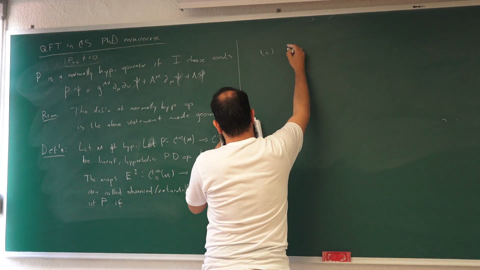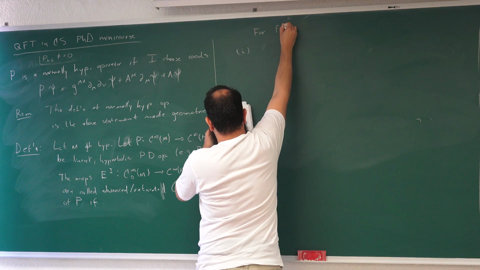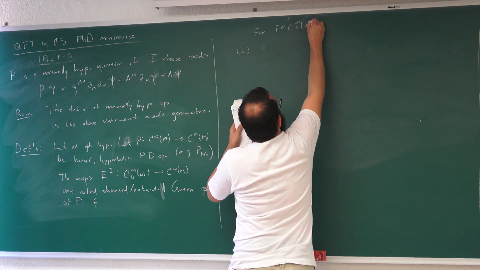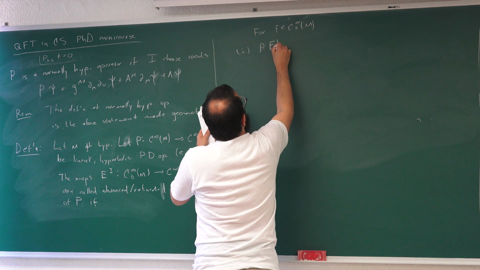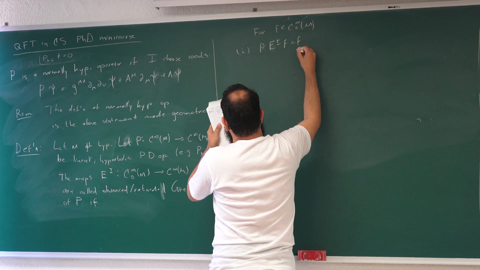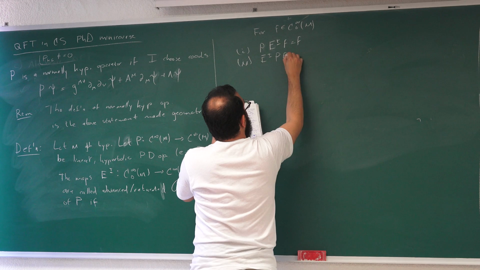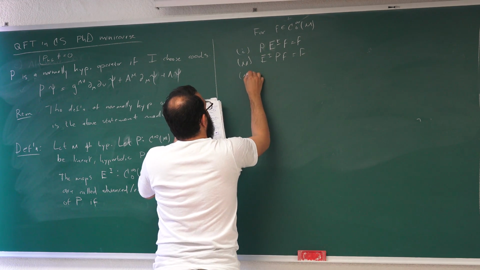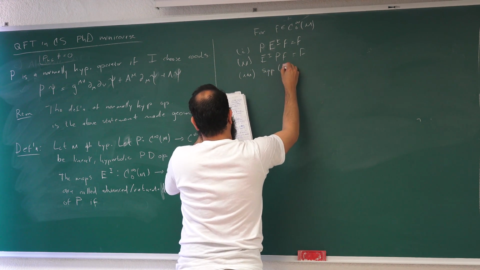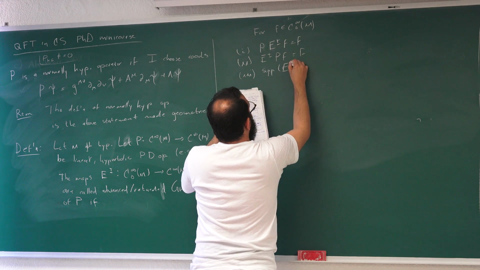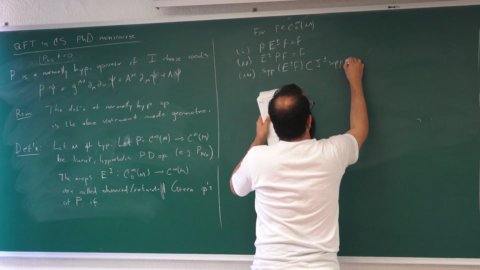First of all, for F compact support and smooth, we have that P E plus minus F is equal to F. And second, E plus minus acting on PF is equal to F. And 3, there is a condition on the support of E plus minus F being contained in J plus minus of the support of F.